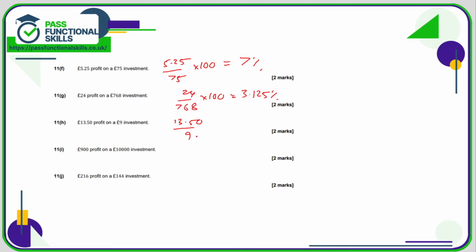£13.50 divided by 9. So here the profit is more than what it was originally. So this tells me that this percentage amount will be more than 100%, which can happen, and that works out as a 150% profit. Here it's going to be 900 as a percentage of 10,000. So 900 divided by 10,000 times by 100, that is a 9% profit. And again, the profit is more than the original investment, so the percentage profit is going to be more than 100. So 216 divided by 144 multiplied by 100, and that is another 150% profit.